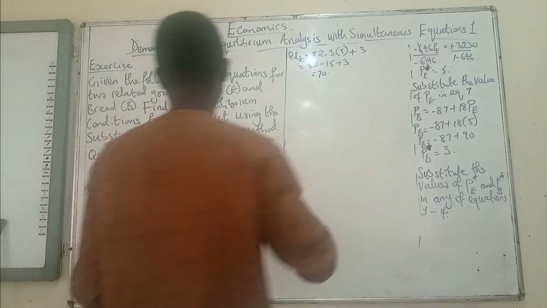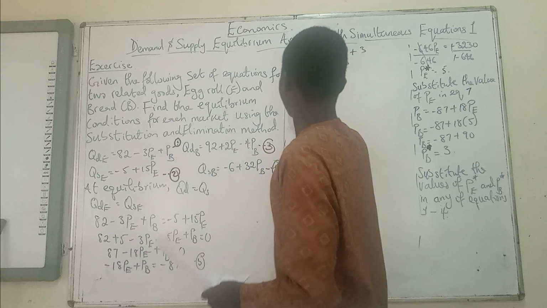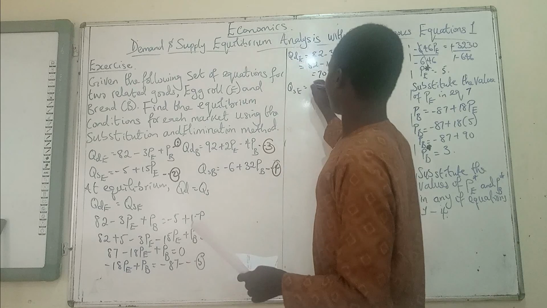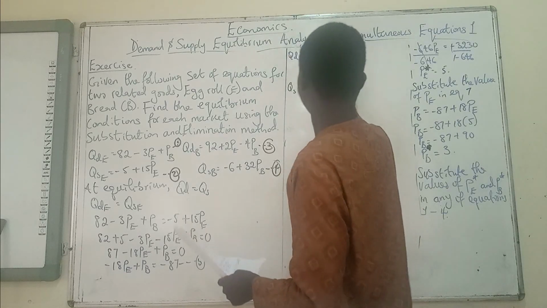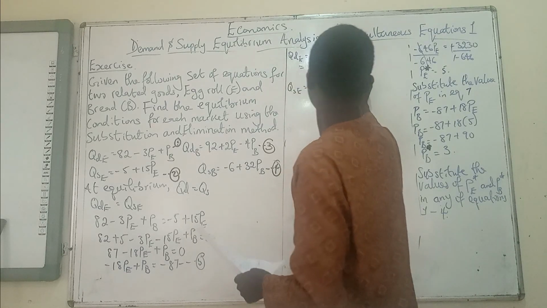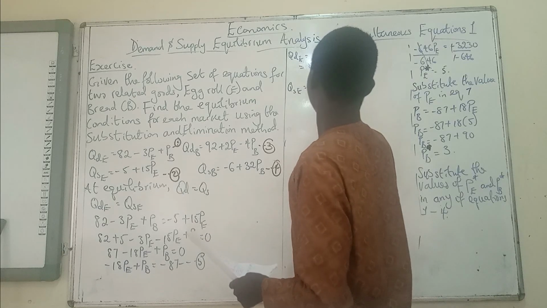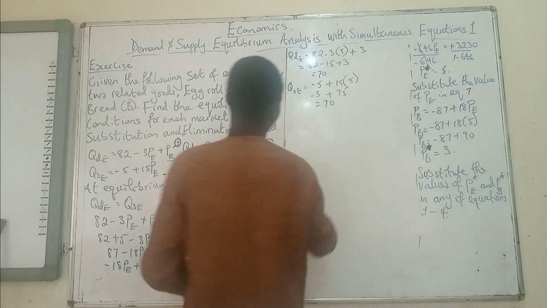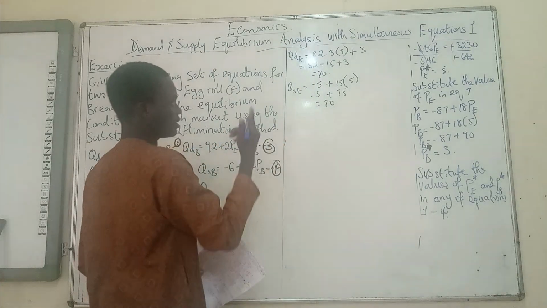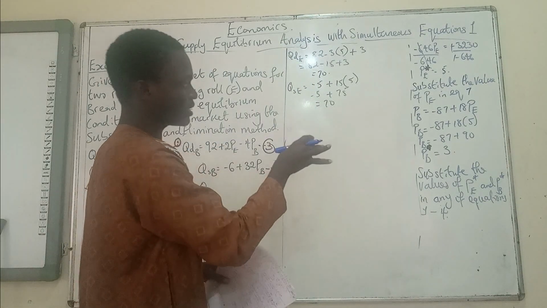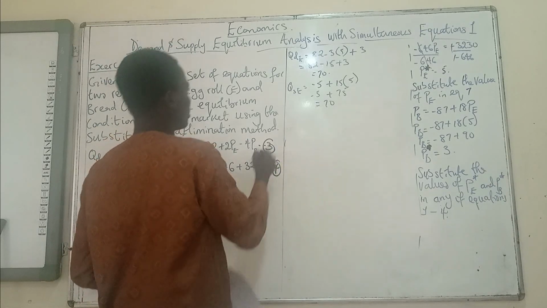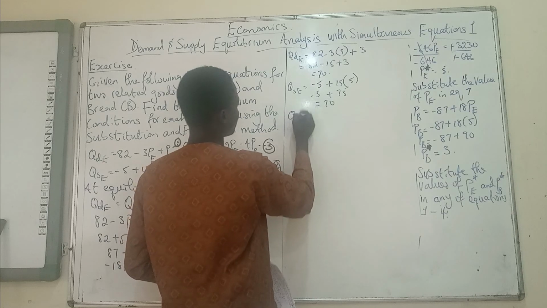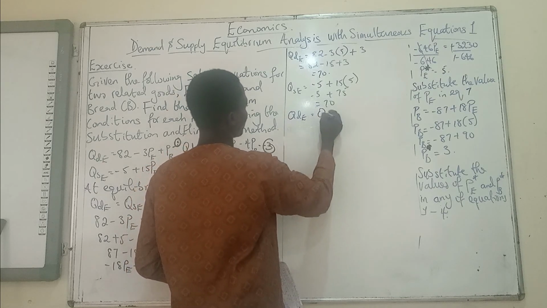Now let us check if it is the same as the quantity supplied. It has to be the same, and if it's not, then we're in trouble. So QSE equals minus 5 plus 15PE, what is PE? PE is 5. So you have minus 5 plus 75, and that's going to give us 70. So you see that there is equilibrium. At the prices that we've obtained for the market of agro, quantity demanded equals quantity supplied.